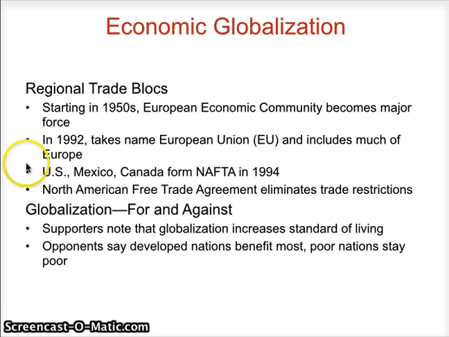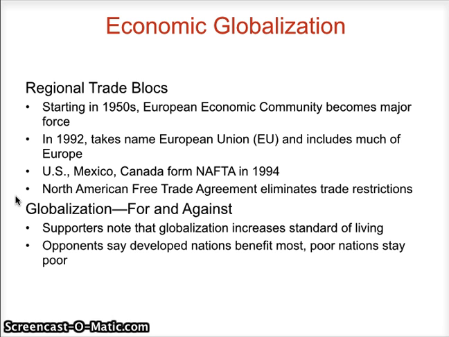In other areas of the world, we have US, Mexico, and Canada. They form what is called NAFTA, and it's the same sort of idea. Now, US, Mexico, and Canada all have different currencies, but there's sort of a willingness to trade between these 3 countries. The North American Free Trade Agreement, that's NAFTA, and what that ends up doing is eliminating trade restrictions between these 3 countries.